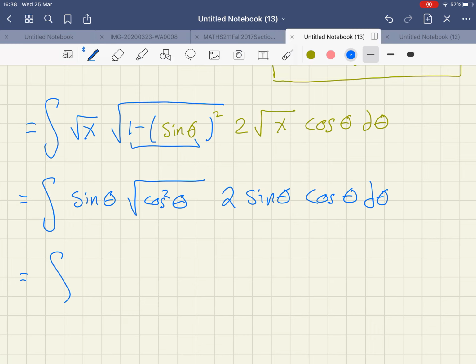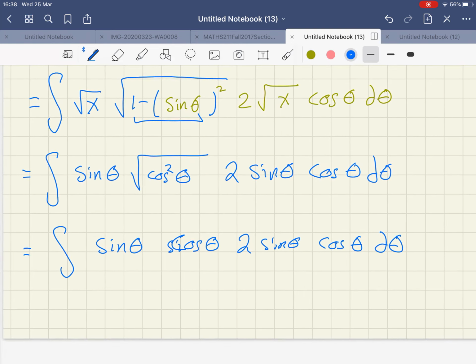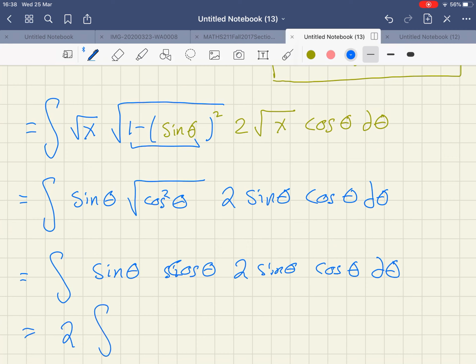If we simplify a little bit, this will be sine theta cosine theta 2 sine theta cosine theta d theta, which is simply 2 integral of sine square theta cosine square theta d theta, which is something we can do as we already did in section 7.2. Use the double angle formula for each one of these, and we did exactly a similar question in 7.2. You will find the answer and then you need to write it in terms of x.